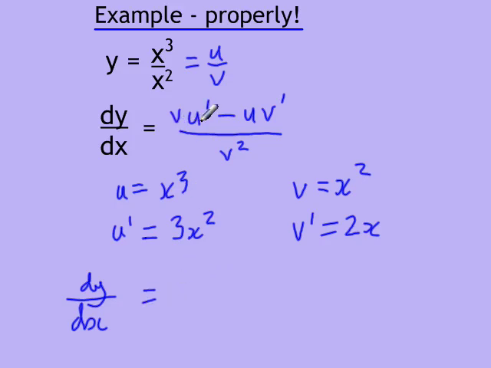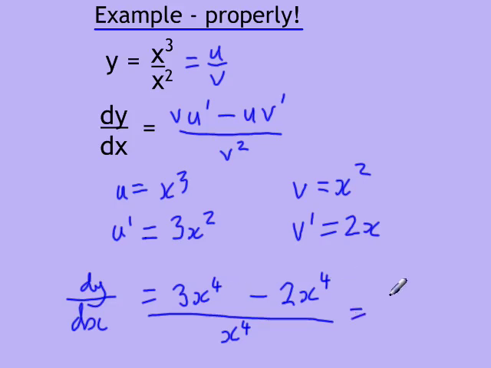So v u dashed is x squared times 3x squared, so that's 3x to the 4, minus u v dashed, so that's this times this, so that's 2 times x to the 4, and all over v squared. v is x squared, so when I square that I get x to the 4. So the top simplifies to x to the 4, and the bottom is already x to the 4, so it all comes out as 1, which is what we should have got because x cubed over x squared is x. Okay, but again, we wouldn't really do that, we'd simplify the fraction first.